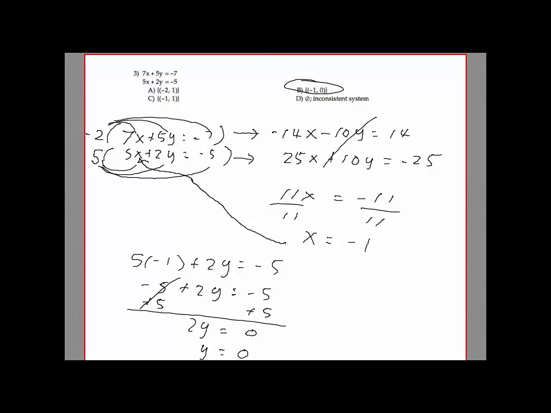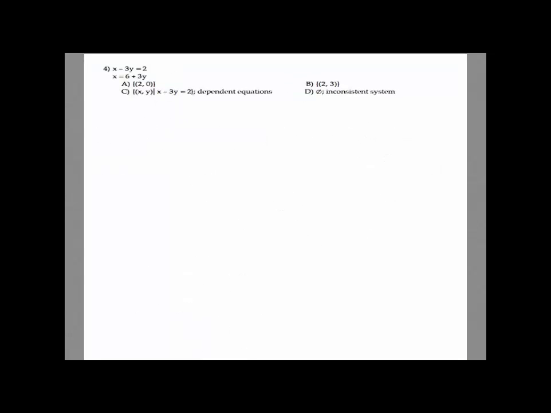Okay. So let's take a look at the next example. It would be number 4. So in this one, if I have x equal to negative 3y minus 2. Oh, I'm sorry, I think I'm reading it wrong. Let's do it correctly. This one looks like x minus 3y is equal to 2. X is equal to 6 plus 3y.